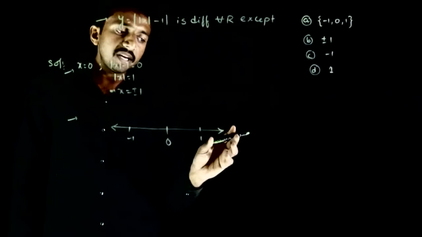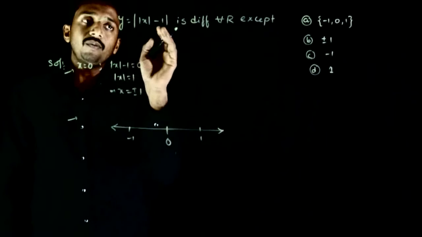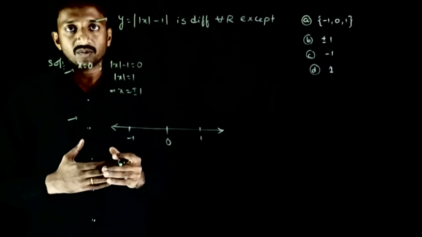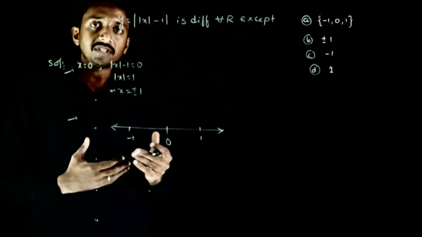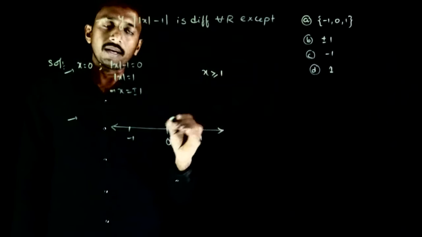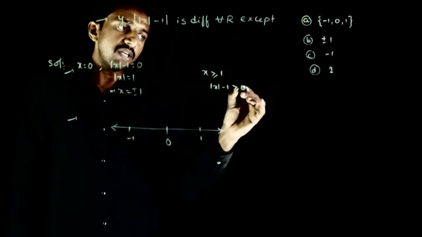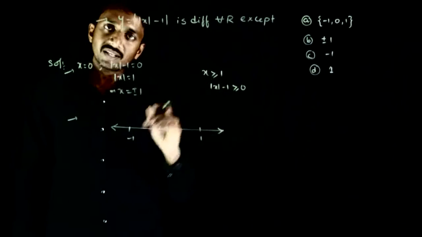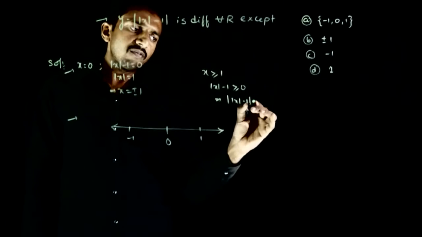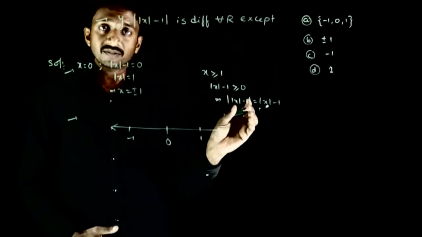So first, let x be greater than 1. अगर x 1 से बड़ा है तो mod x भी 1 से बड़ा होगा. So mod x minus 1 is positive. So mod of mod x minus 1 is mod x minus 1. So if x is greater than or equal to 1, mod x minus 1 is greater than or equal to 0. This implies modulus of mod x minus 1 will be equal to mod x minus 1, क्योंकि बाहर वाला mod कुछ नहीं करेगा क्योंकि mod x minus 1 is positive.